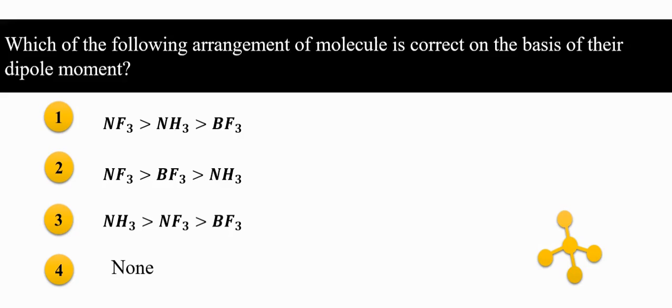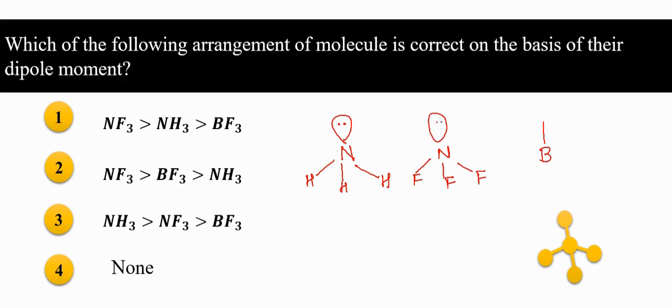We'll discuss in detail. In case of ammonia, I can represent N, hydrogen, second hydrogen, and third hydrogen, and there is a lone pair of electrons. In the same way in case of NF3, nitrogen, here is a fluorine, second fluorine, third fluorine, and here is the lone pair of electrons. Next, BF3 is a trigonal planar shape like this.